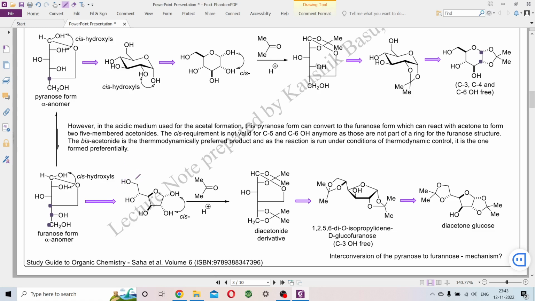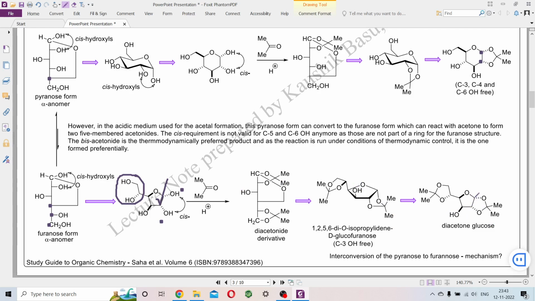Because this is not part of the ring, there is no question of cis-trans. But as these two hydroxyls are part of this ring, they have to be cis. Otherwise, their acetonide formation will fail. The Fischer projection formula of this diacetone glucose or diacetonide derivative looks like that. That is the Haworth projection formula, and this is the Mills projection formula.